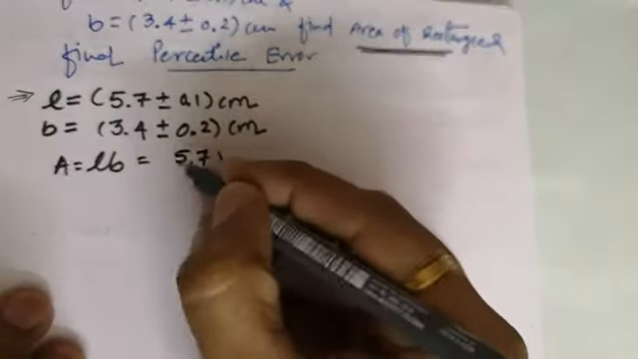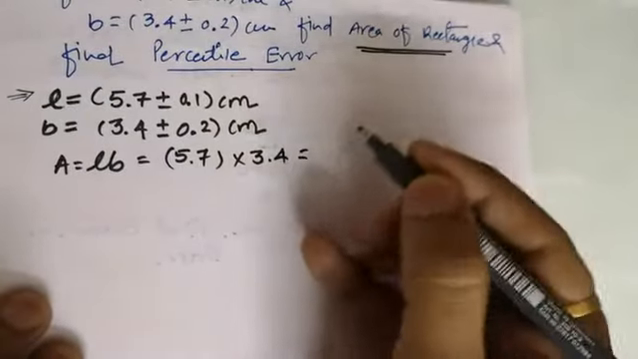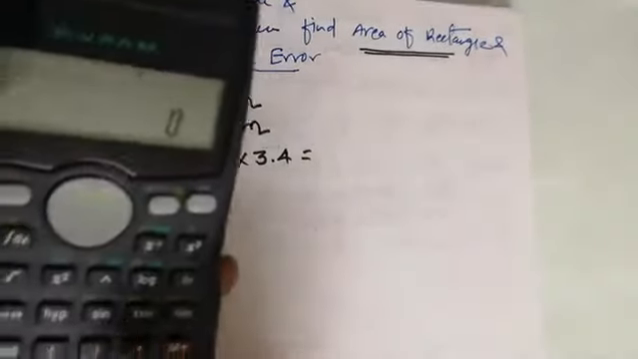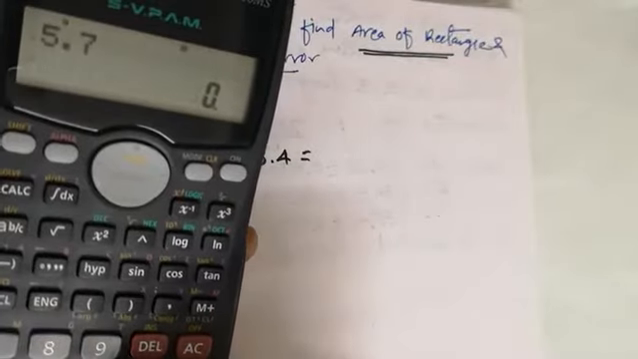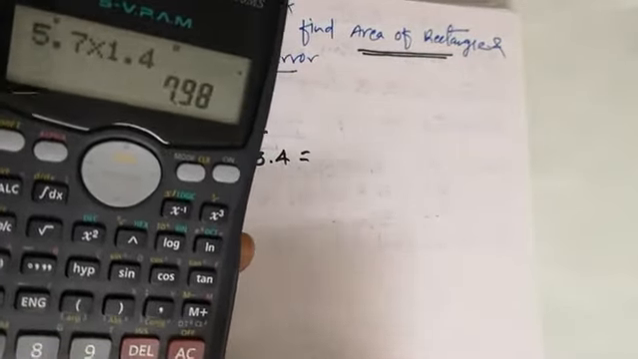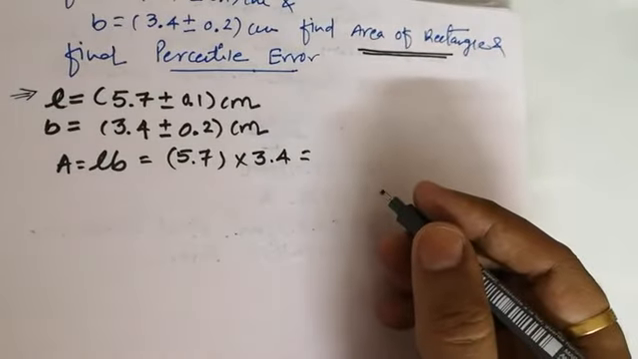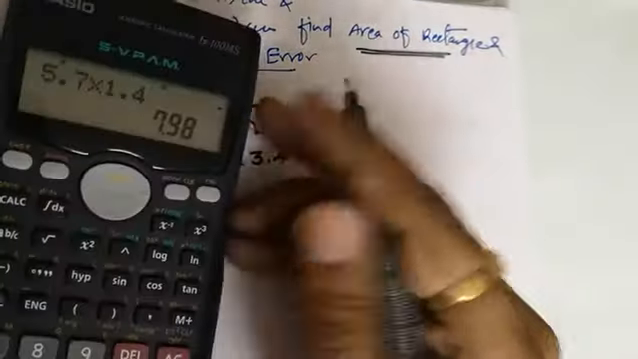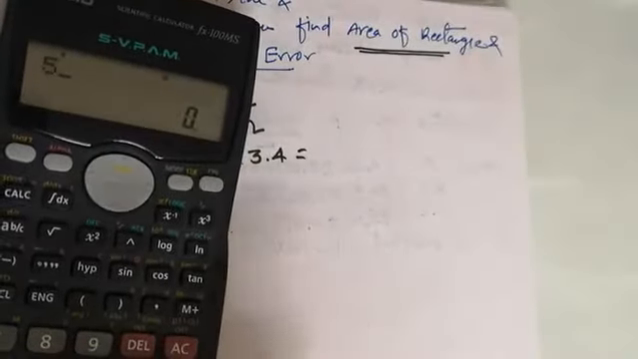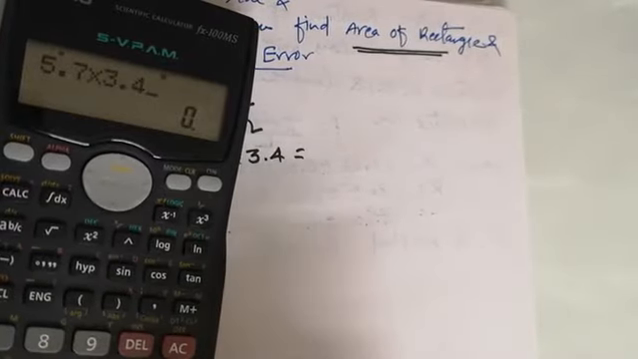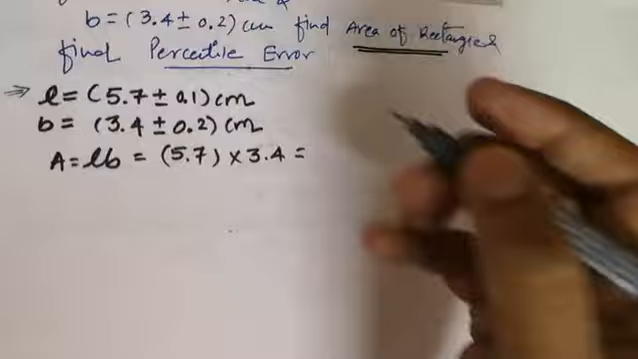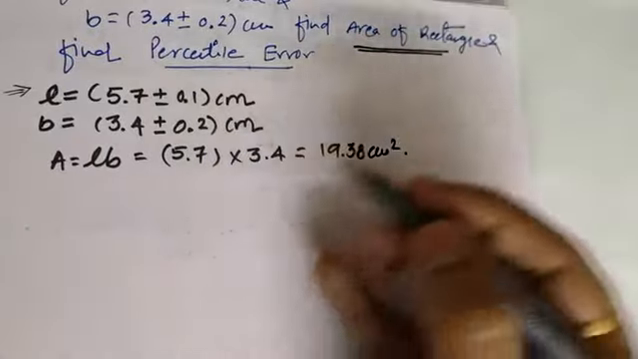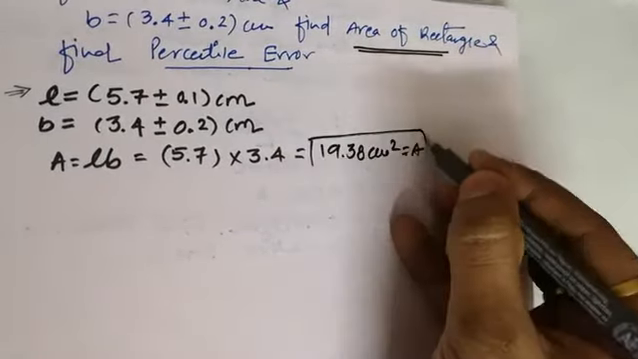First of all, we have 5.7 multiplied by 3.4. We have a calculator available, so I am just calculating that. 5.7 multiplied by 3.4 gives me 19.38. So it is 19.38 centimeters square. This is my area given to me.